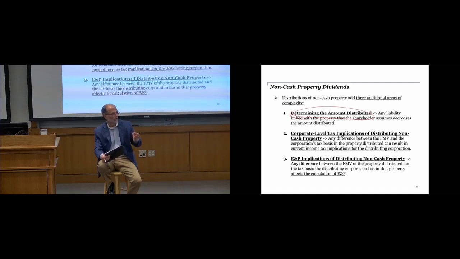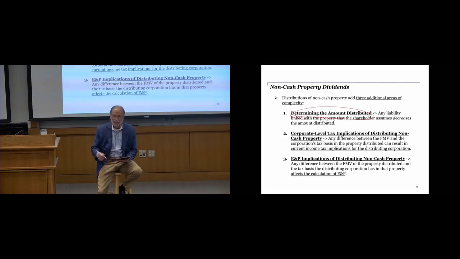If I gave you a piece of equipment worth $1,000, you'd have a dividend of $1,000. If I gave you a piece of equipment worth $1,000 that had a $200 liability associated with it, net, you only got $800. So the possibility of sending non-cash property that has a liability associated with it can put a little noise into computing the amount that was distributed.